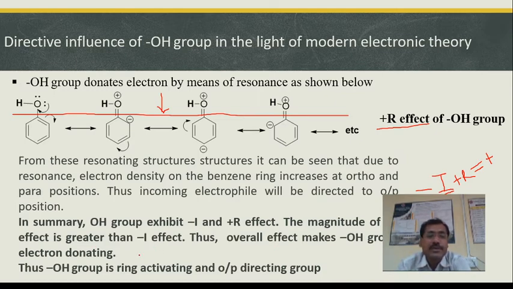So what will happen? By and large, the OH will be a ring activating and ortho para directing group. It is weakly activating because the electron density which is given by plus R effect is being taken away by minus I effect. But the magnitude of plus R is more than that of minus I, and that is why the overall effect is an electron donating effect. That is why OH is a weakly ring activating and ortho para directing group.